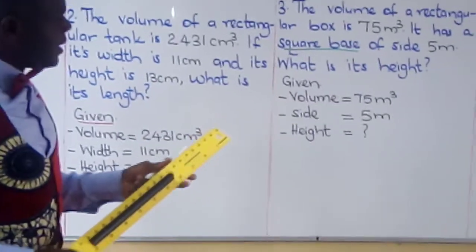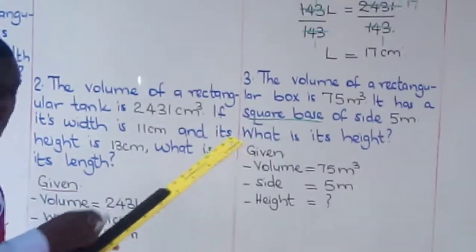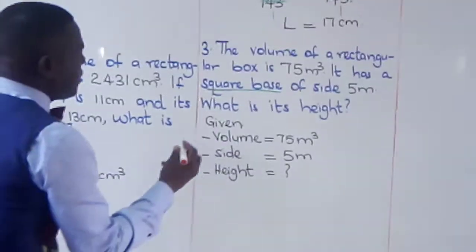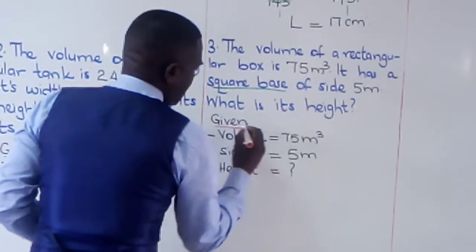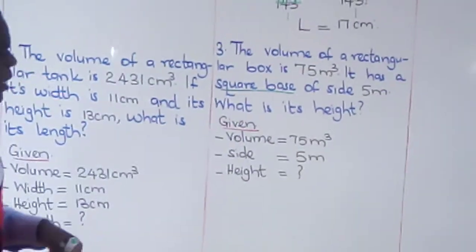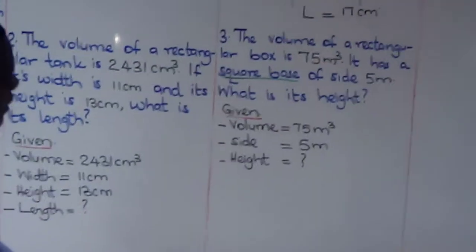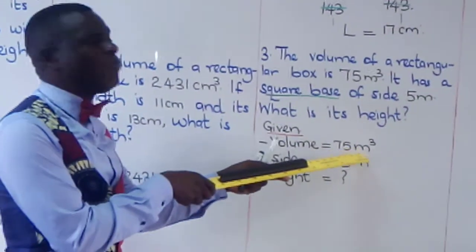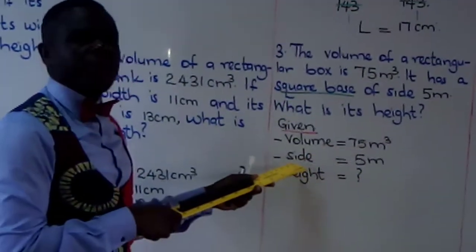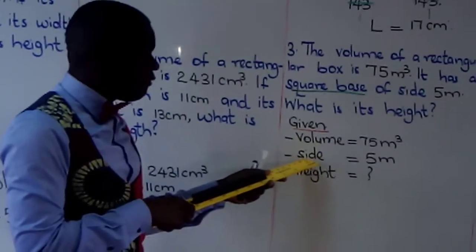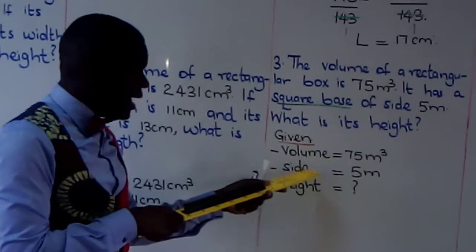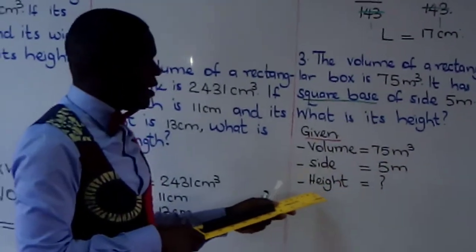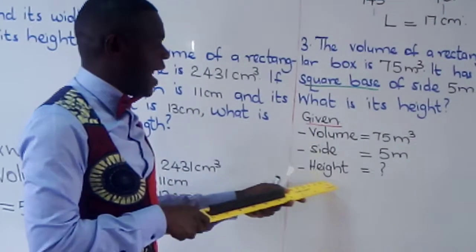Now again, the teacher has extracted some information from the question. What are we given? Here, we are given the volume, 75 cubic meters. We are given the side of the square base, 5 meters. We are asked to find the height.